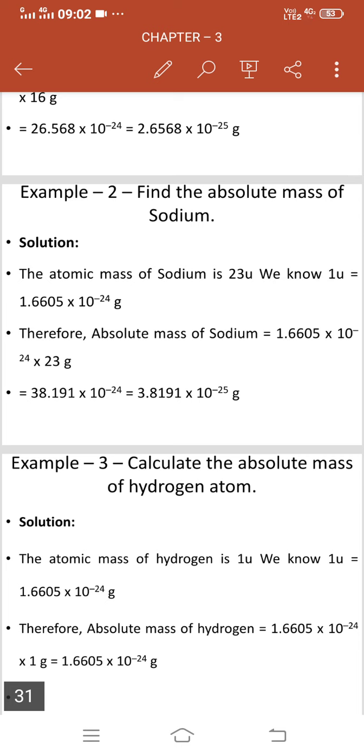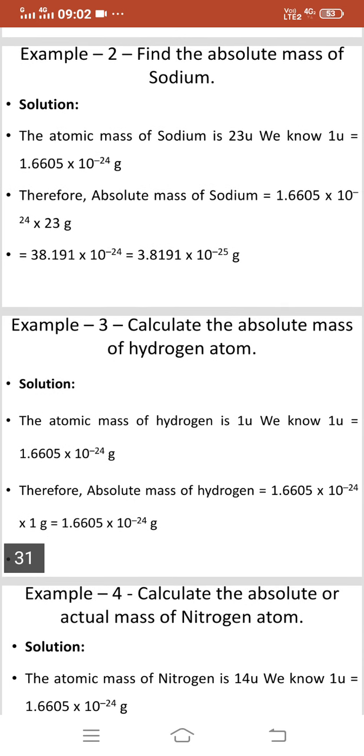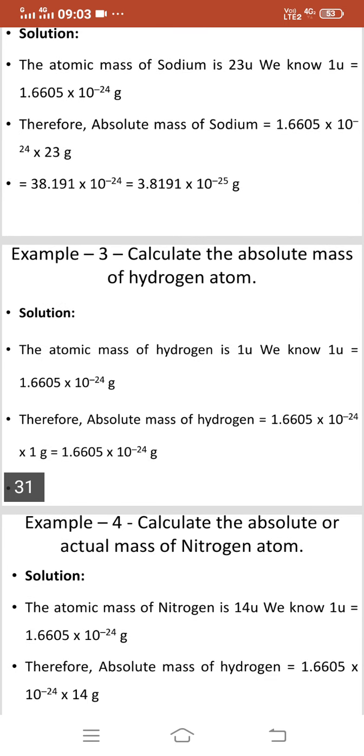So, today we will discuss the calculation of absolute mass. If you want to calculate the absolute mass of a hydrogen atom, how do you calculate it? The solution: the atomic mass of hydrogen is 1 u. We know 1 u is equal to 1.6605 × 10^-24 gram. Therefore, the absolute mass of hydrogen equals 1.6605 × 10^-24 × 1 gram. That is 1.6605 × 10^-24 gram.